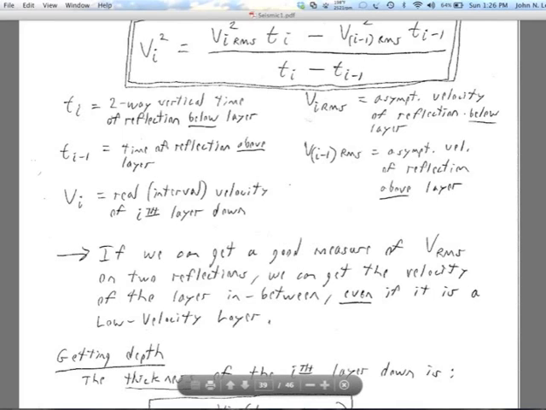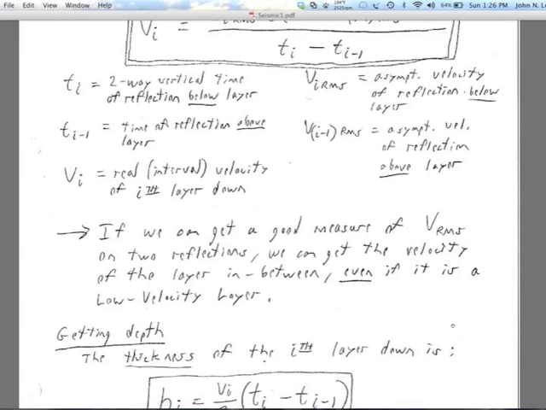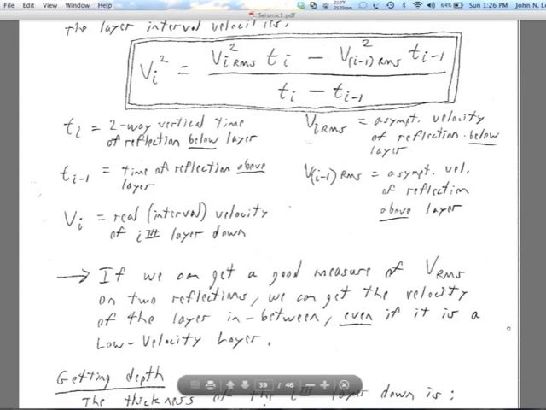If we can get a good measure of VRMS on two reflections, then we can get the velocity of the layer in between, and this works even if it's a low velocity layer. Now, things can happen when we're dealing with real data. If you build a synthetic model that has real velocities and real times, then the Dix equation will always work. You could build that synthetic model, calculate the RMS times, put them back in here, and you'll get a close enough answer. What you'll discover in the reflection lab is that the Dix equation doesn't always work. So what can happen?